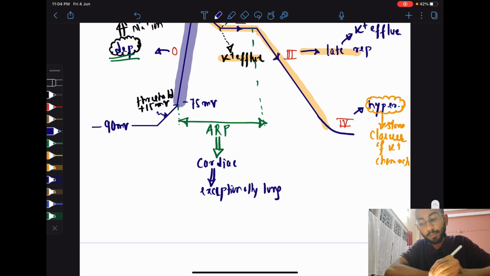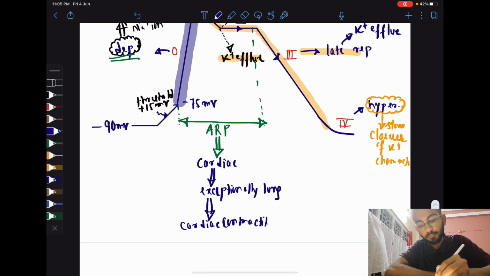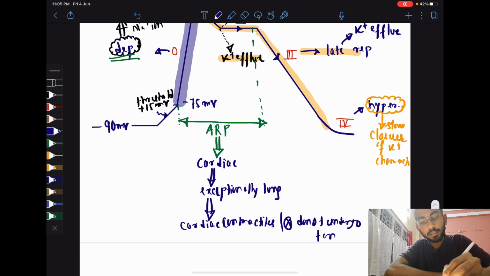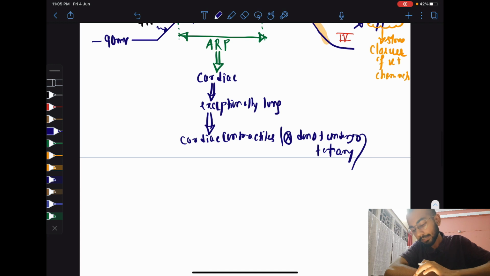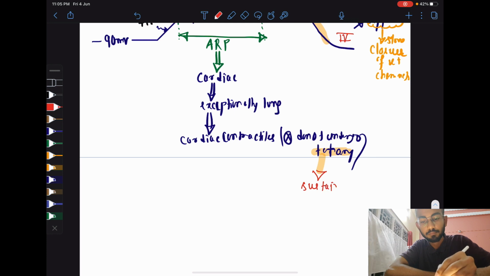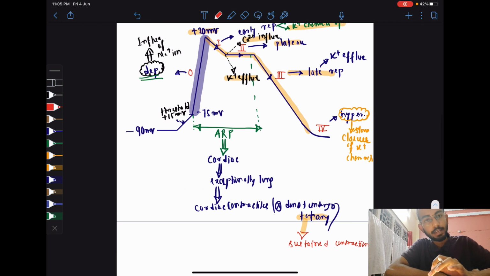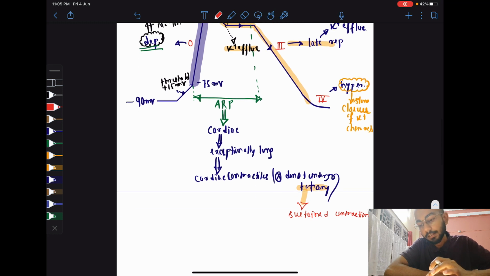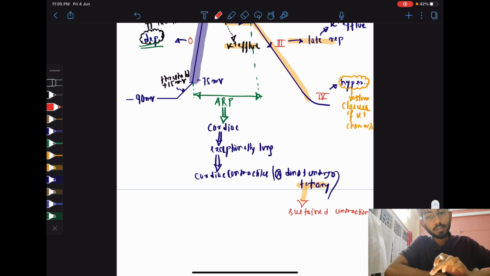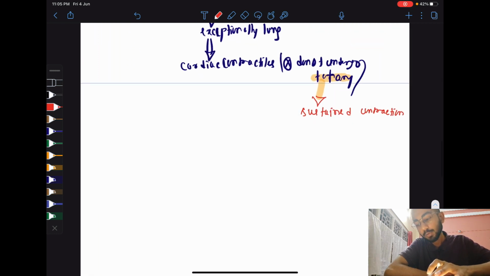Due to this exceptionally long absolute refractory period, guys, what happens is cardiac contractile tissues do not undergo what? Tetany. What is tetany? Tetany is a state of sustained contraction. Because we know that if another impulse comes in this absolute refractory period, it cannot generate a new impulse. That is the reason behind not creation of tetany in the cardiac myocytes. So this was all about the plateau potential, guys.